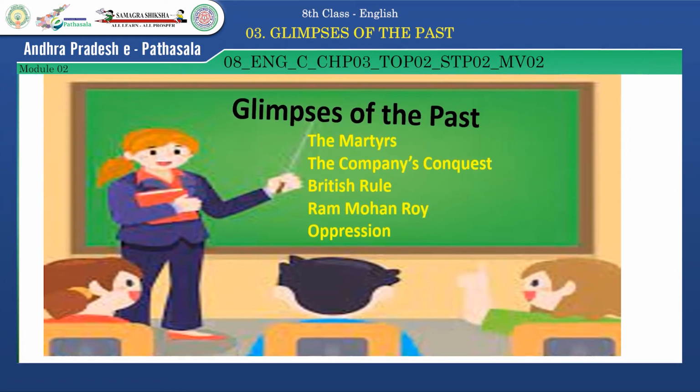Children, in the previous session, in the lesson Glimpses of the Past, we have seen the martyrs, the company's conquest, the British rule, Ram Mohan Roy, and oppression. So today we'll continue the remaining events from the lesson Glimpses of the Past.